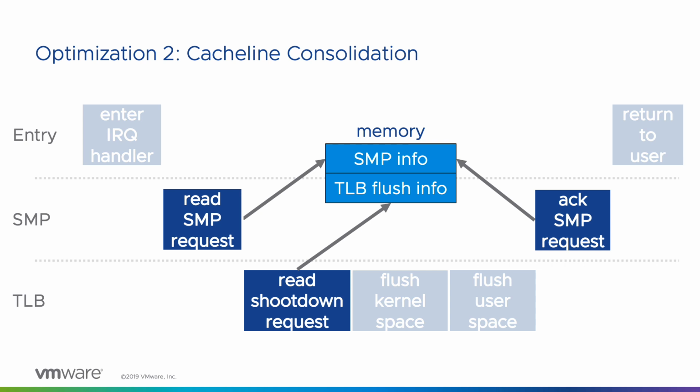While sending the API is the most expensive interaction between the cores, there are additional interactions. The initiator and the responder communicate through shared memory. This communication is wasteful. The SMP and the TLB components have different data structures, which are located on different cache lines. In fact, the shootdown request information was allocated on the stack, which might be misaligned and cause TLB misses.